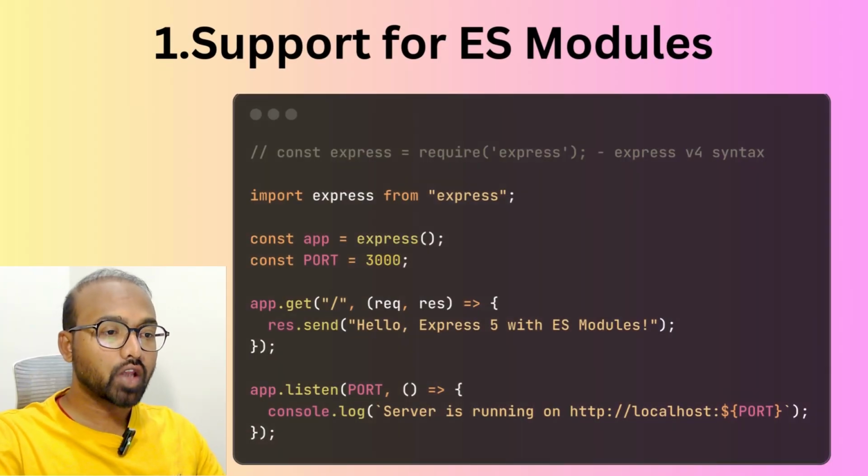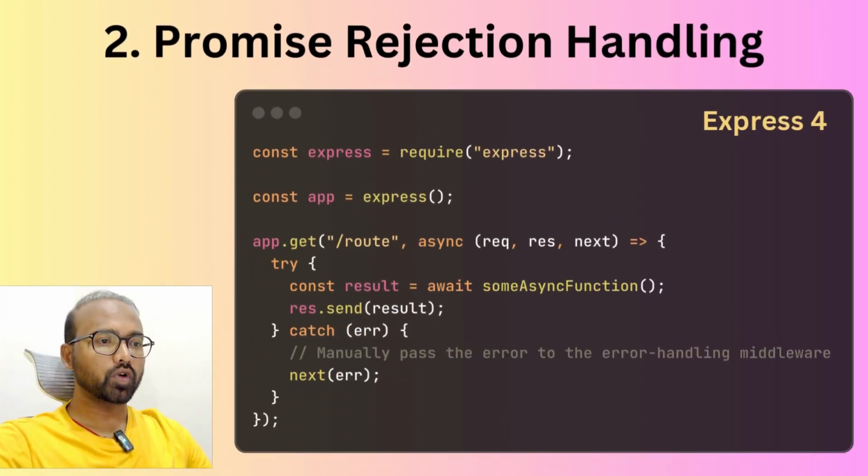Express 5 now fully supports ES modules, allowing us to use import instead of require and all other modern ECMAScript features. In Express.js 4, if you are using async await and the promise is rejected or an error is thrown, you had to manually pass the error to the next middleware. This setup requires the try-catch block in every route or middleware that uses async await to ensure that errors are properly caught and passed along to the Express.js error handler.